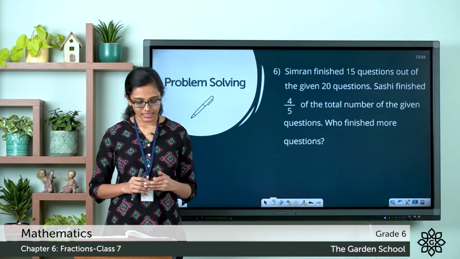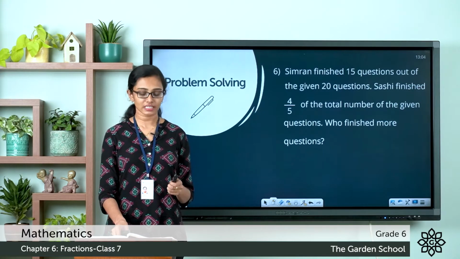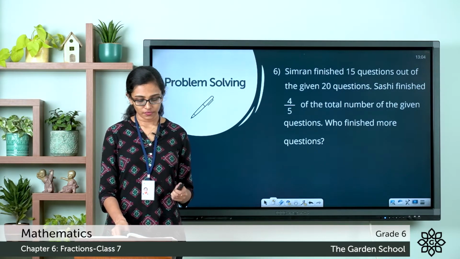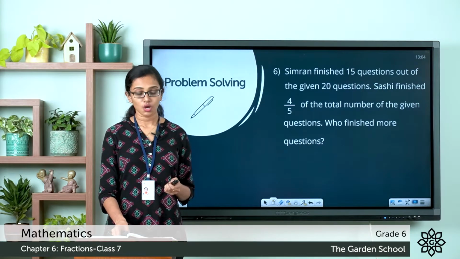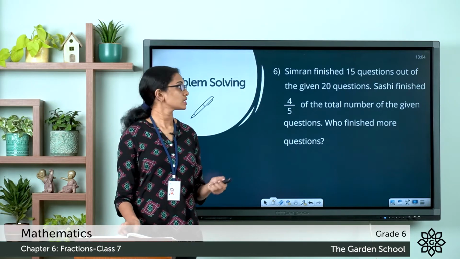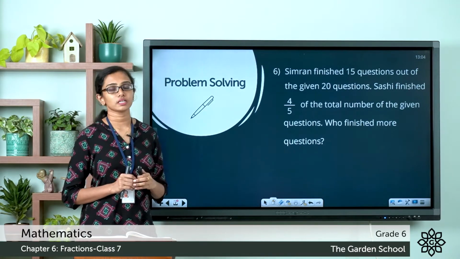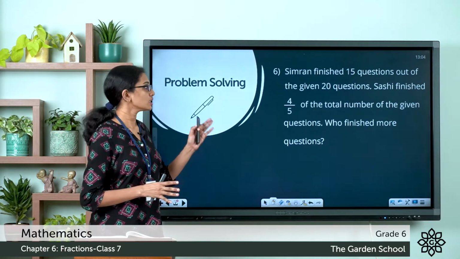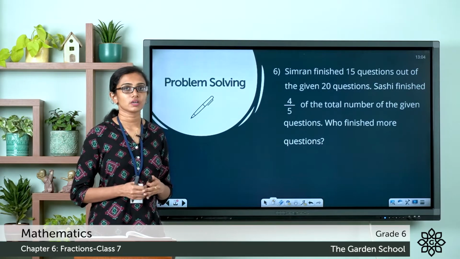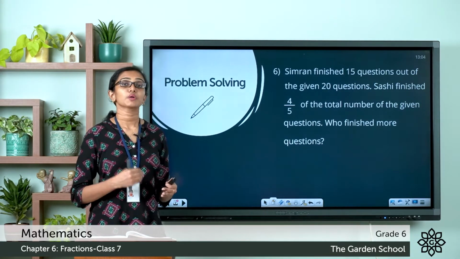It says, Simran finished 15 questions out of the given 20 questions. Shashi finished 4/5 of the total number of the given questions. Who finished more questions? So what is mentioned? Simran finished 15 questions out of the total 20 questions, and Shashi finished 4/5 of the given number of questions. We need to find out who finished more number of questions. How do we find this out?